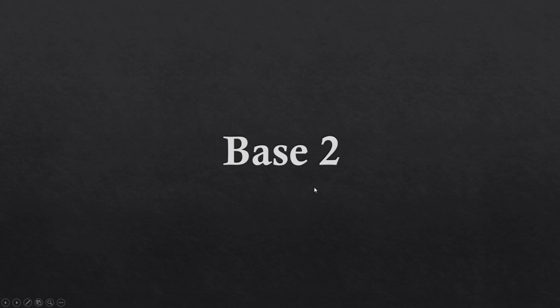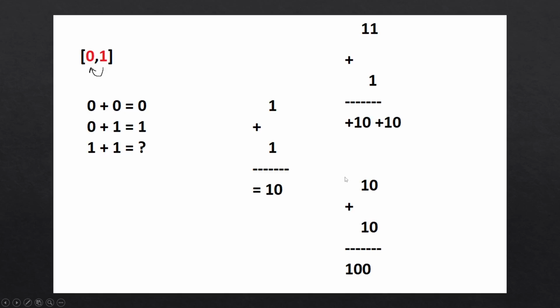Okay, now let's see base 2. Base 2 works like base 10, and any other base works the same way. In base 2 we have only two numbers, 0 and 1. 0 plus 0 is obviously 0, 0 plus 1 is equal to 1, and 1 plus 1 equals what? We add another step, so one step after 1 is 0, and we add the round number. It's just one round because we went back to the left just one.